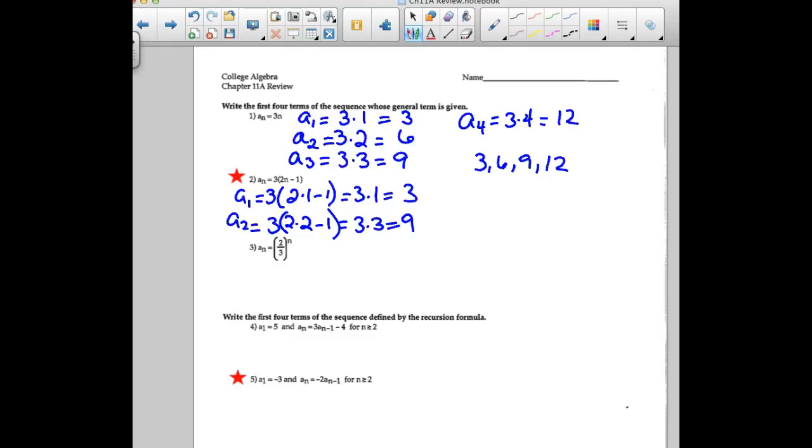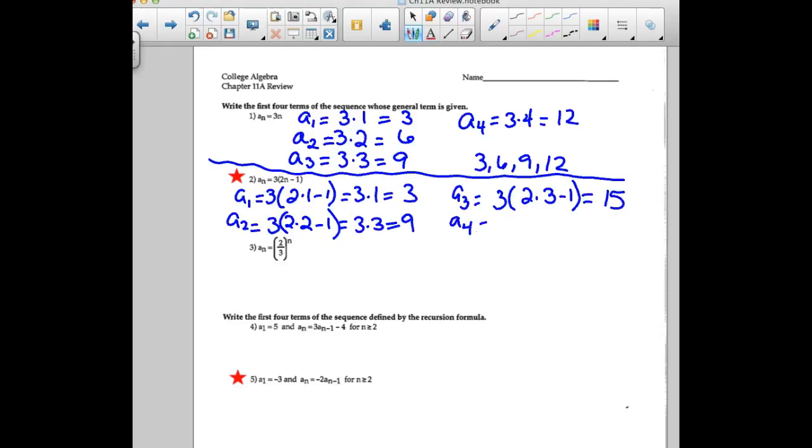Our third term would be 3 times 2 times 3 minus 1. 6 minus 1 is 5. 3 times 5 would give us 15. And our fourth term, 3 times 2 times 4 minus 1. 8 minus 1 is 7. 7 times 3 would be 21.